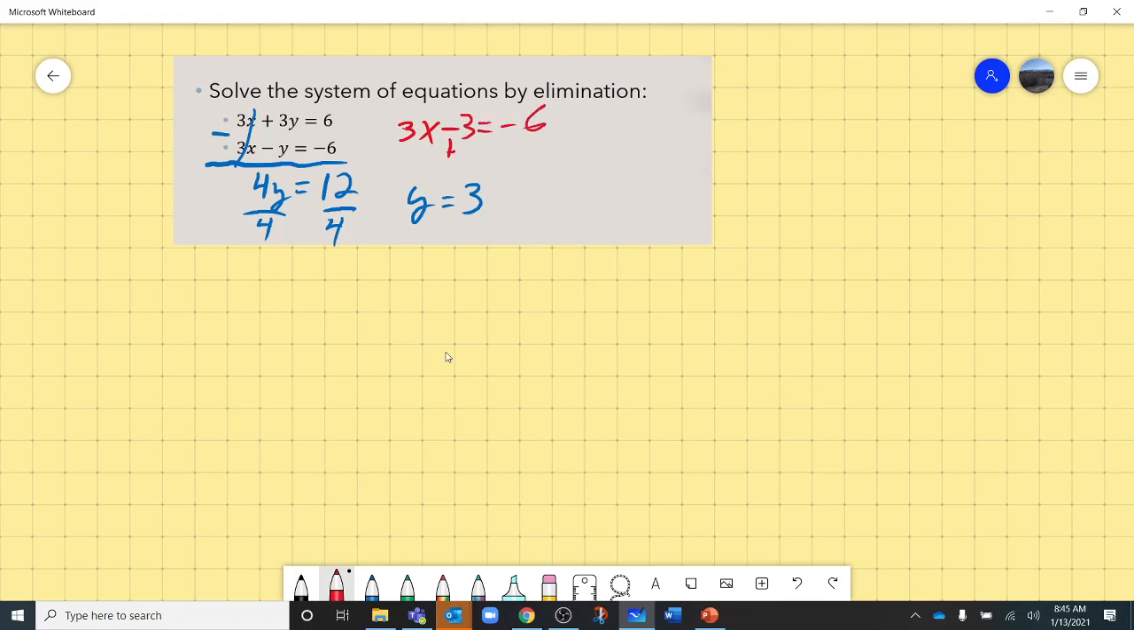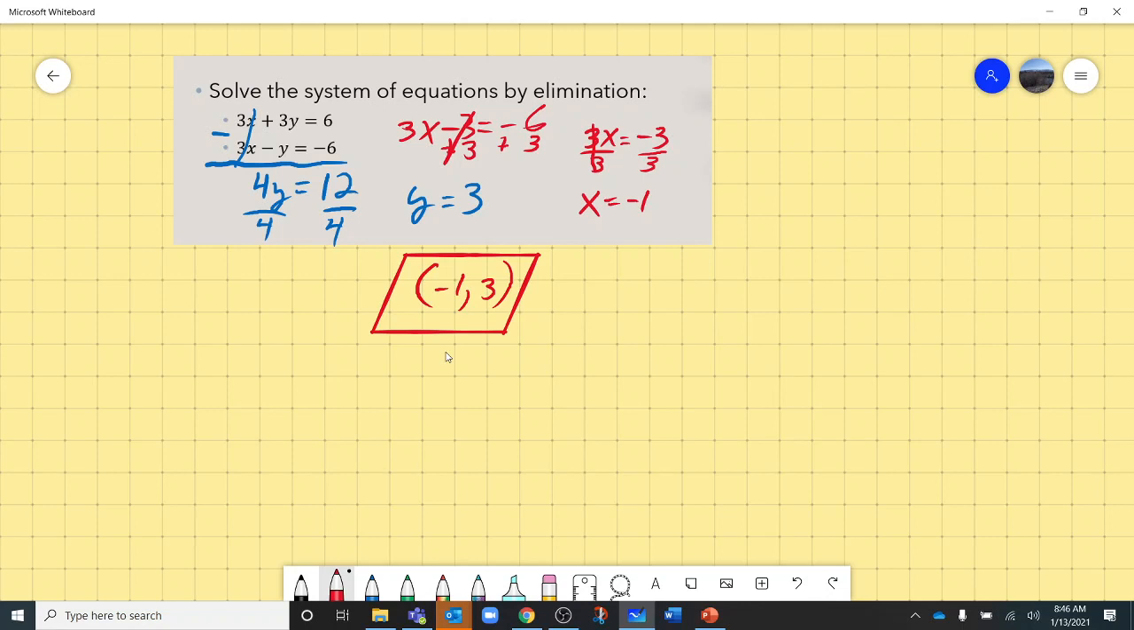I'm going to add 3 to both sides. And negative 3 and a positive 3 are going to cancel. That gives me 3x equals negative 6 plus 3, which is negative 3. Divide both sides by 3. 3 divided by 3 is 1, and negative 3 divided by 3 is negative 1. So x equals negative 1. Our ordered pair would be negative 1, 3.